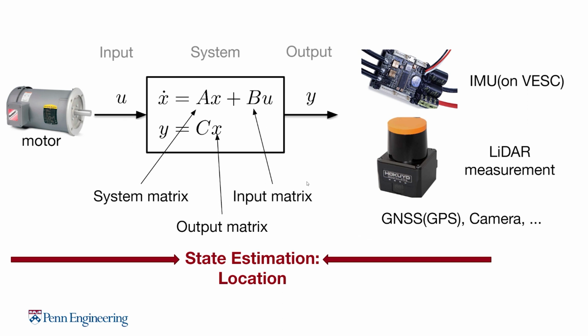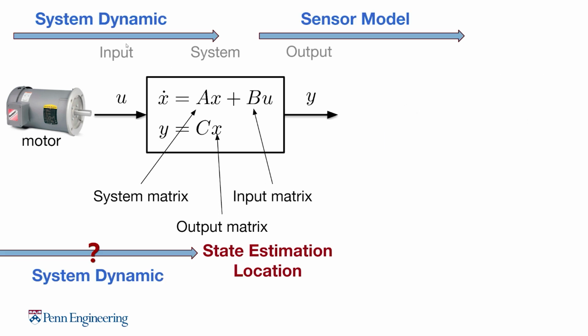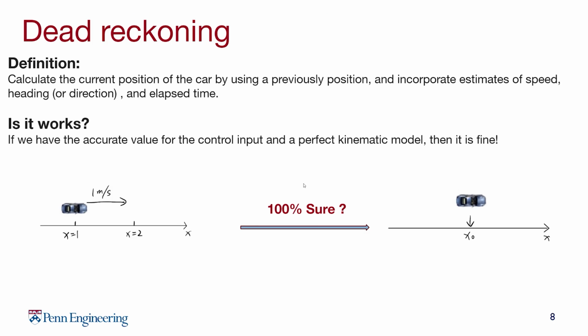So the first question is, since we already know that there is always a forward path from the control input to the state of the system, why can't we just use the control input? We just use the control input and our initial state, and then intuitively we can infer the whole trajectory of the car. Actually, this is a method called dead reckoning, and it is widely used for navigation, for example for a plane or a ship in the real world.